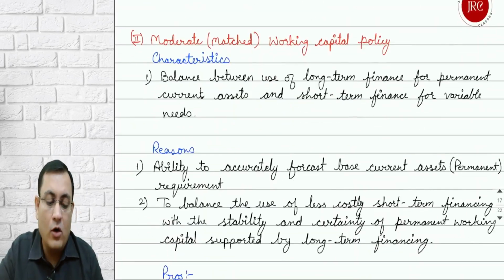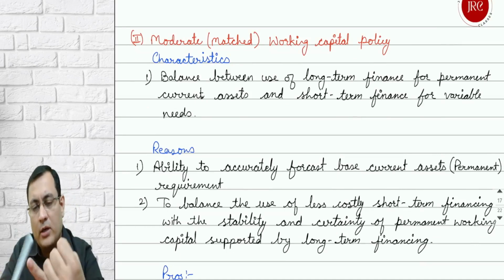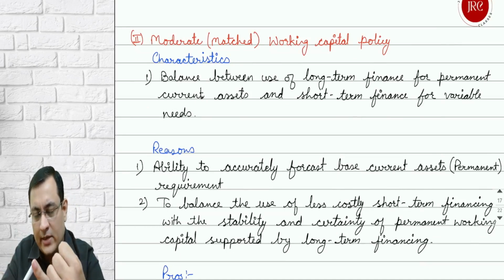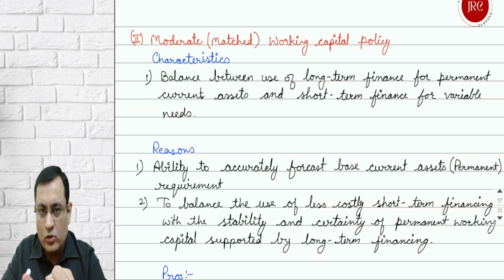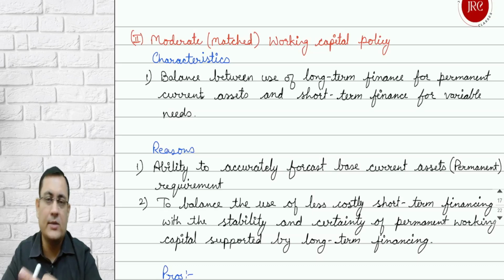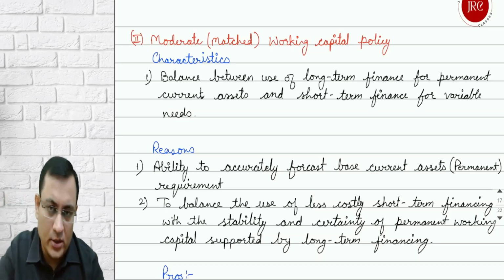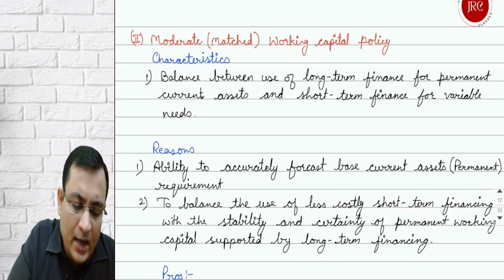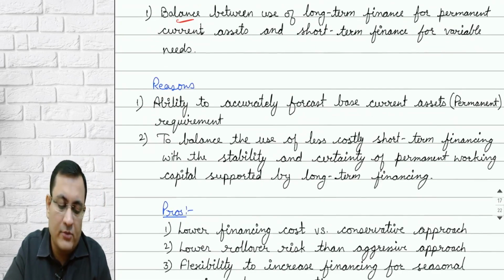Next, moderate or matched working capital policy characteristics. The moderate policy is financing a matched, moderate level of current assets, using both long-term and short-term sources: long-term for permanent current assets and short-term for variable current assets. So they are matching long-term with long-term, short-term with short-term, asset with liability. They are balancing long-term finance for permanent current assets and short-term finance.